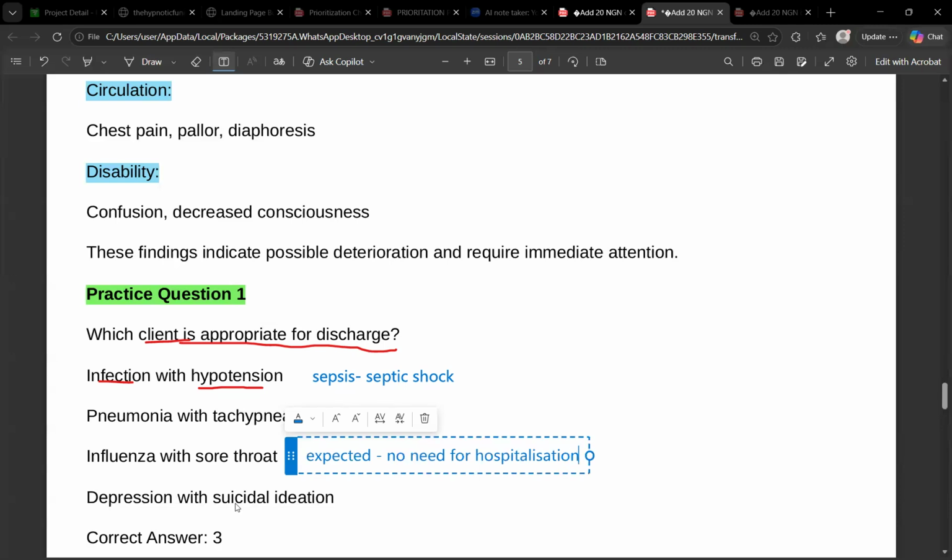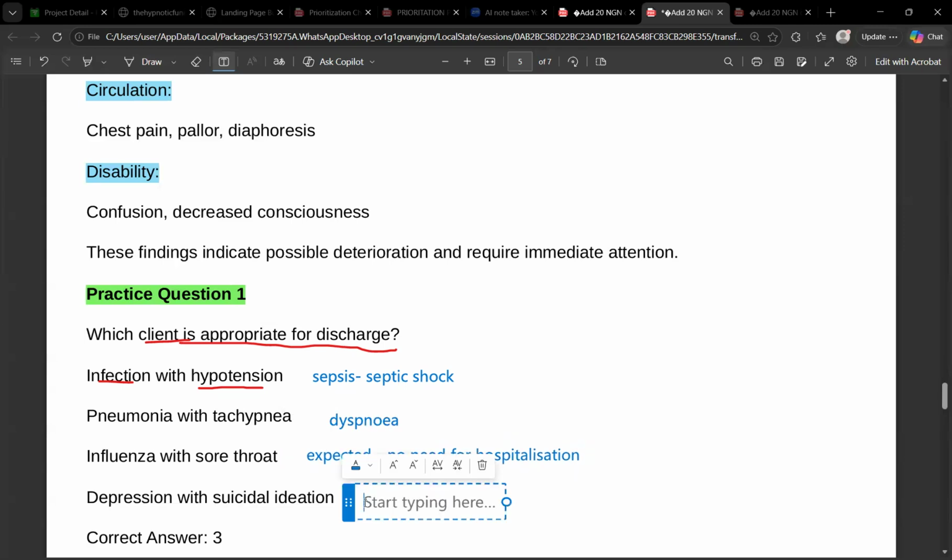And the last one, depression with suicidal ideation. Is this patient able to be discharged? No, because it is life threatening. The patient can kill himself, so it is a high risk.